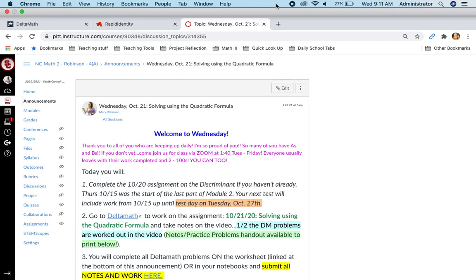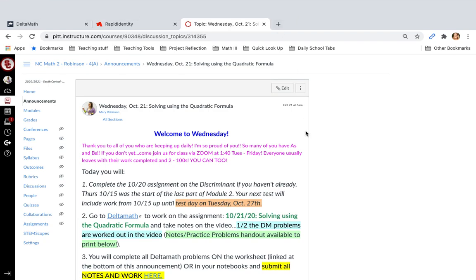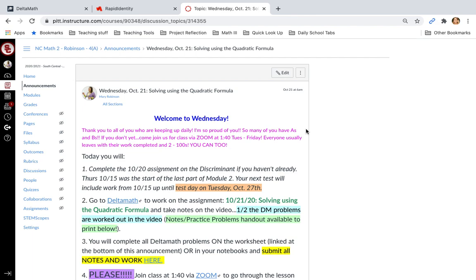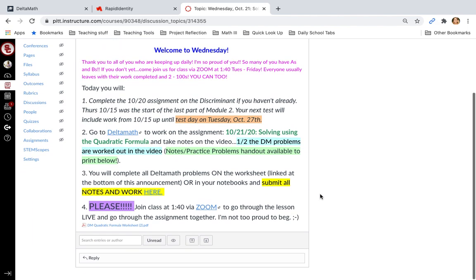Hi students, today's lesson will be on solving using the quadratic formula. So yesterday we focused on learning that the discriminant is the b squared minus 4ac part of the quadratic formula. And there's lots of things we can learn about the discriminant in terms of what it tells us about the roots that we have. So just wanted to highlight today's announcement first.